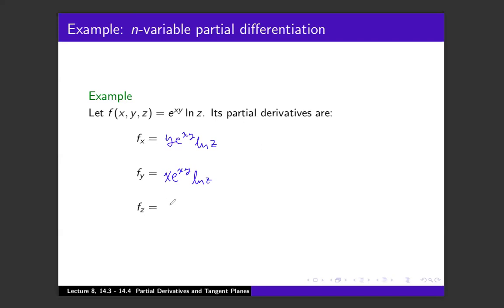On the other hand, if you differentiate with respect to z, well, e to the xy is going to be constant because x and y are both constant, but ln z gets differentiated, so that becomes e to the xy over z. Those are your partial derivatives in all cases. Okay.